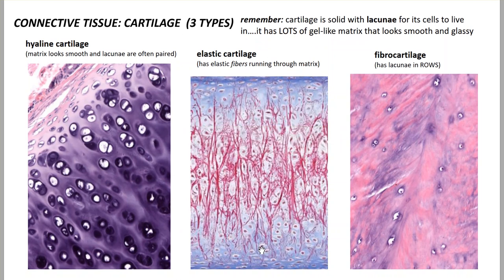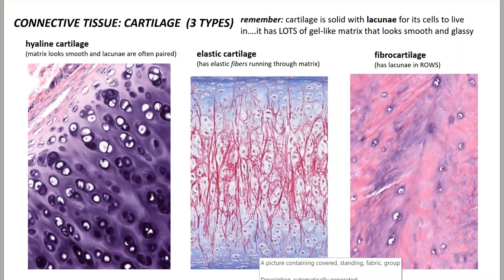The elastic cartilage does have lacunae, so you can kind of see the little lagoons, the little cavities with the dots in them. Those are the lacunae with the cells in them. And then all these red fibers running through the matrix, those are elastic fibers.